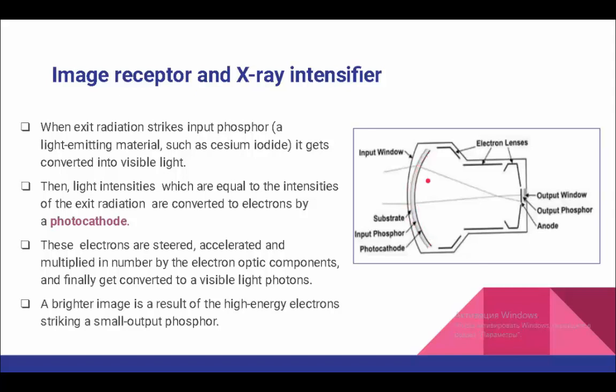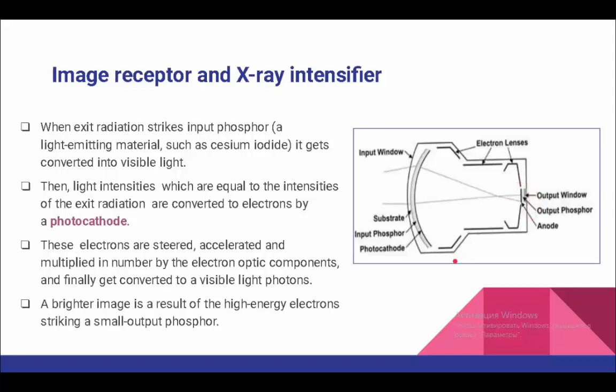Photocathode serves this electron emission purpose and emits a lot of electrons to the space. Those electrons are steered, accelerated, and multiplied in number by the electron optic components, and finally they get converted to visible light photons by the output phosphor.